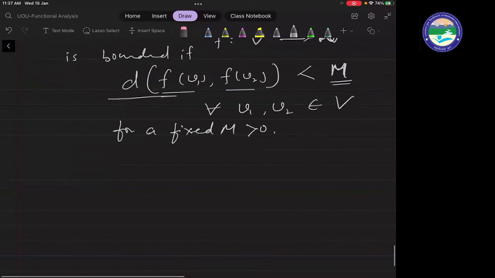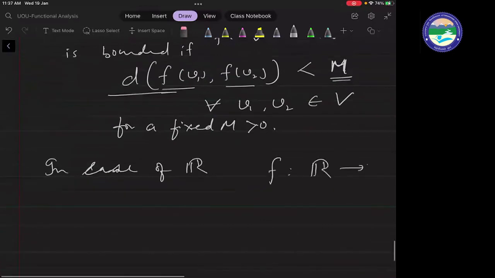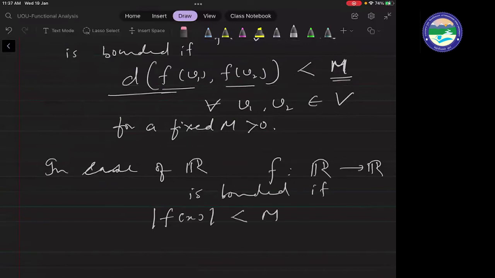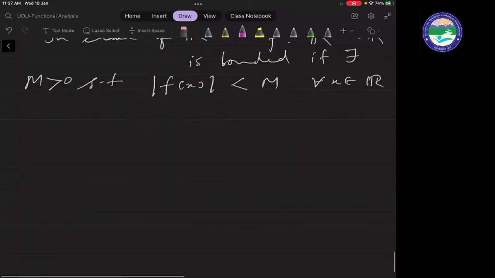So in case of R, what do you say? A function f from R to R is bounded if mod of f(x) is less than M for all x in R, if there exists M positive such that this happens. Okay, so this is a bounded function. So here we are defining bounded linear operators or linear transformations. Please see the difference. Do not confuse these two notions.